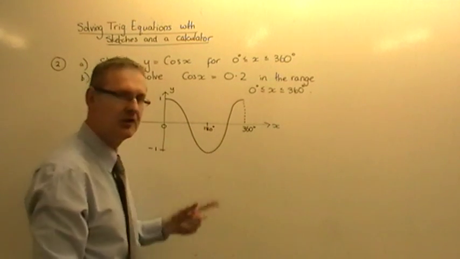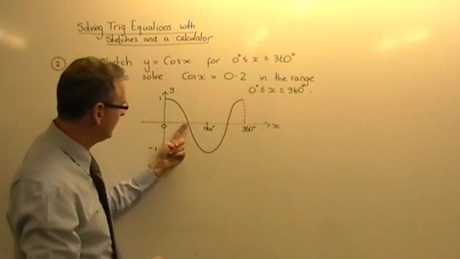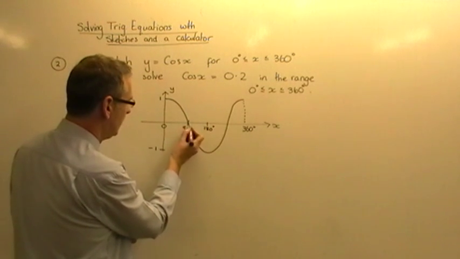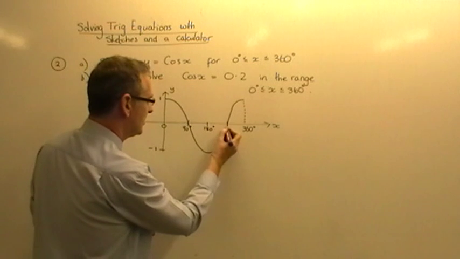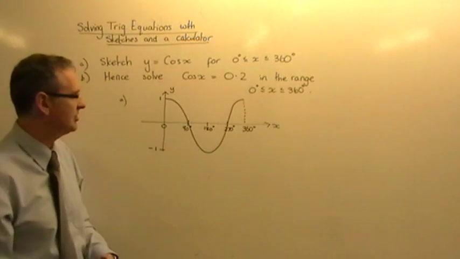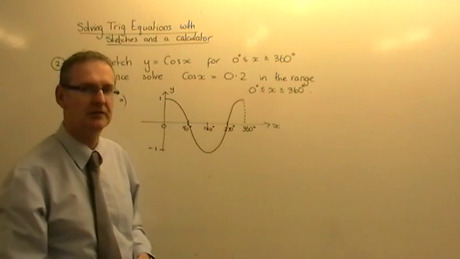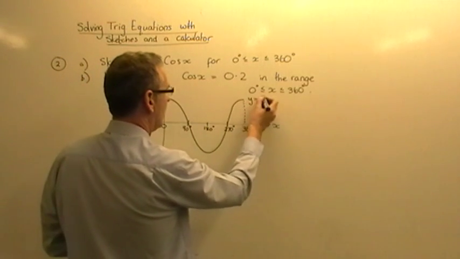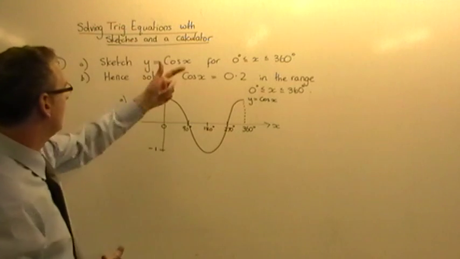I think it would also help you in these types of equations if you marked on the sketch these two values here, which, if you've done it reasonably accurately, should be the halfway point, 90, and then halfway between 180 and 360, that would be 270 degrees. So there is a sketch of y equals cos x between the angles 0 to 360 degrees. And perhaps you should label it y equals cos x in your sketch. So that's part A done.